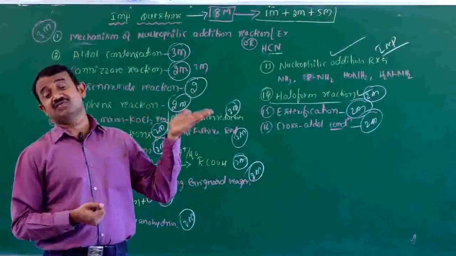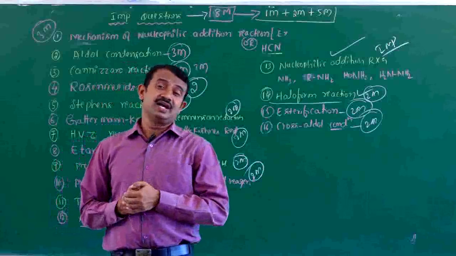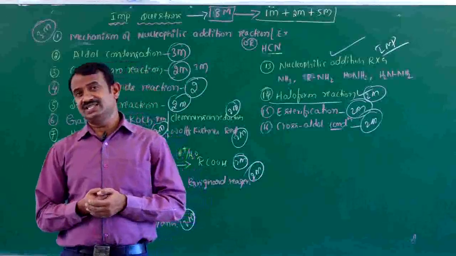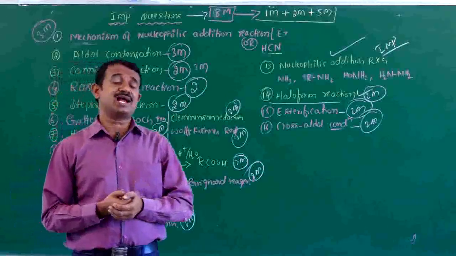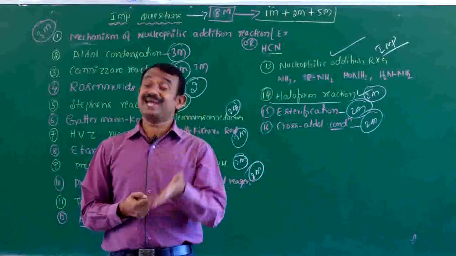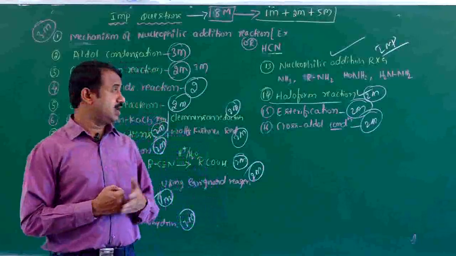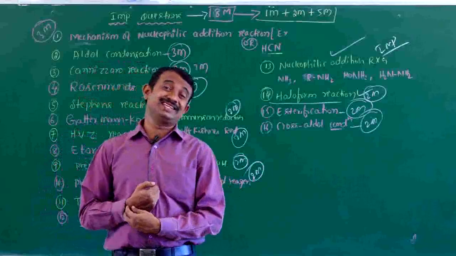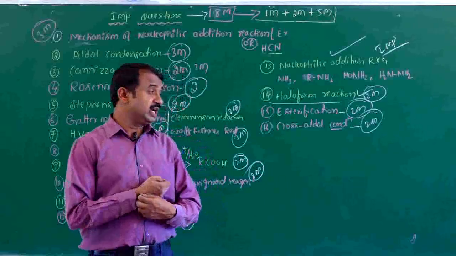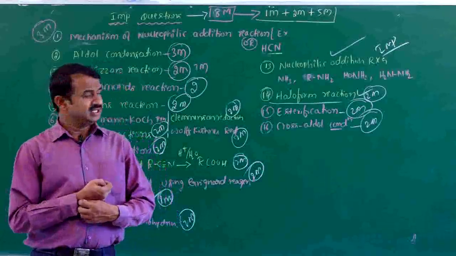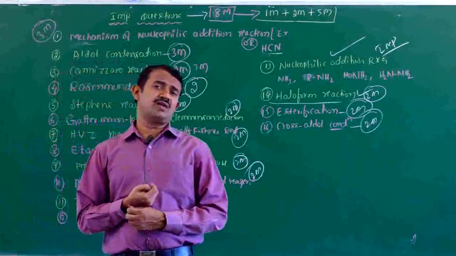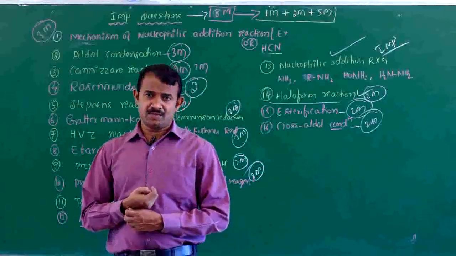In aldehydes also, formaldehyde is used for phenol formaldehyde, novolac, and bakelite, which are important polymers. Ethylene glycol gives polyethylene glycol, which is also a biodegradable polymer. These are all applications of aldehydes, ketones and carboxylic acids.